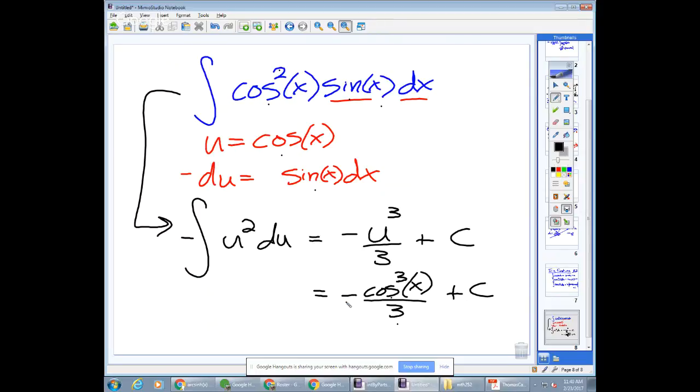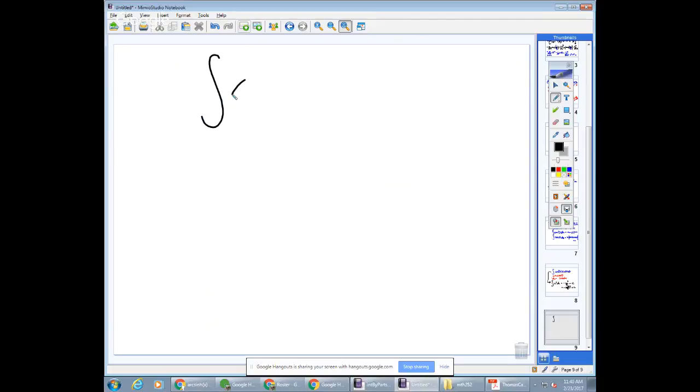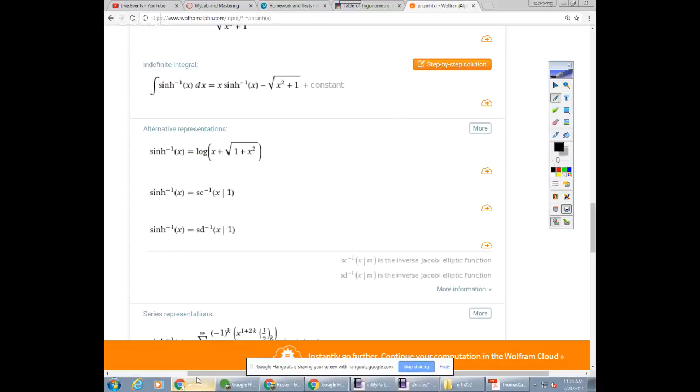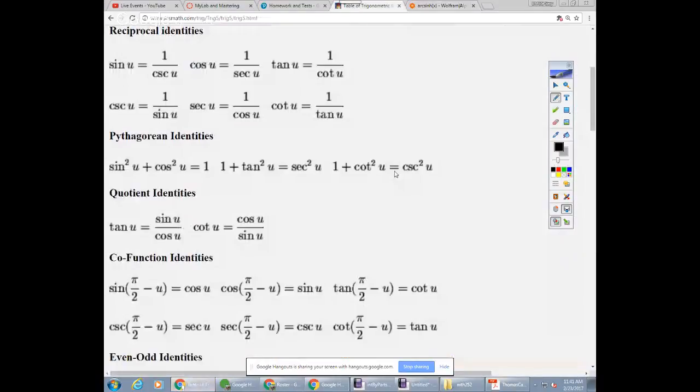What if we didn't have the sine to help us out? U substitution is not going to work here because the du is missing. So then we need another trick. Well, it turns out you guys have lots of tricks. A trig identity? Like a trig identity, yeah.